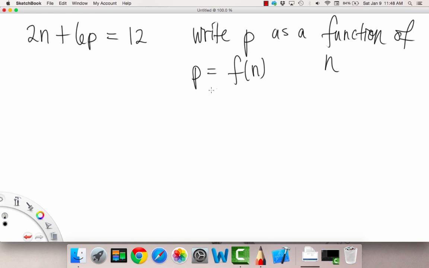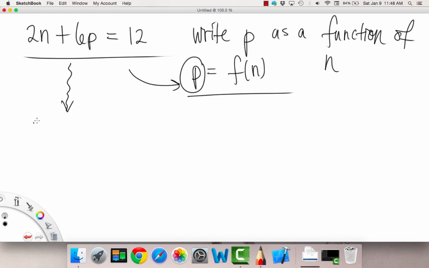So in this sense, if we want this equation here to somehow transform into some equation like this, where our p is represented as a function of n, that means we have to get p by itself, right? And usually the dependent variable is written on the left side, so we want to get p by itself on the left side, okay? So let's work with it a little bit. Let's do some algebra here.